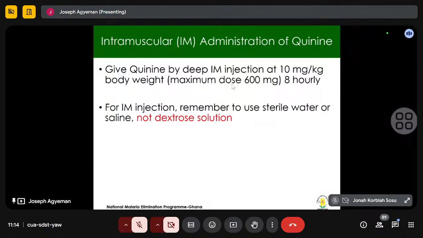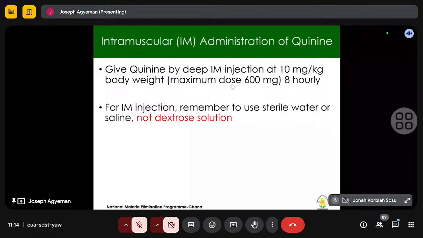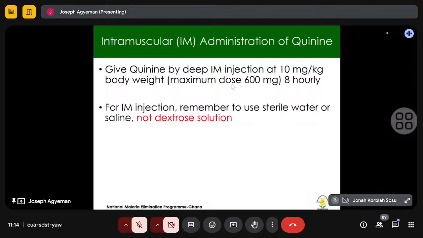For the IM, that is where we have issues with the calculation. As pharmacists, that is our job. So for the IM, there is a little bit of confusion here. IM means you are going to inject into muscles. Never use any diluent that contains dextrose for IM because dextrose is acidic. If you introduce it into the muscle, it will burn the muscle.